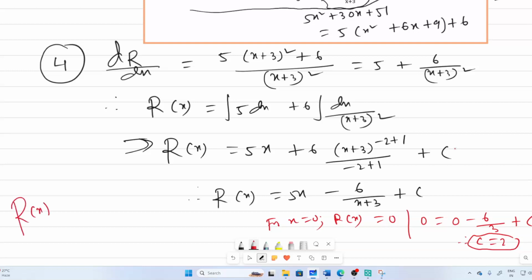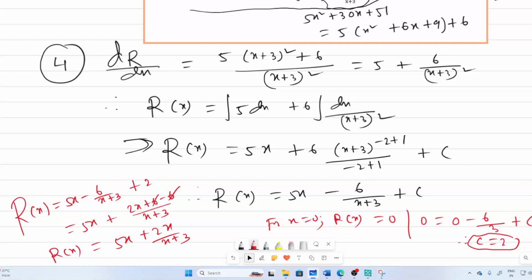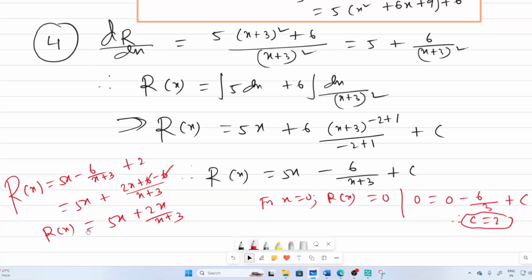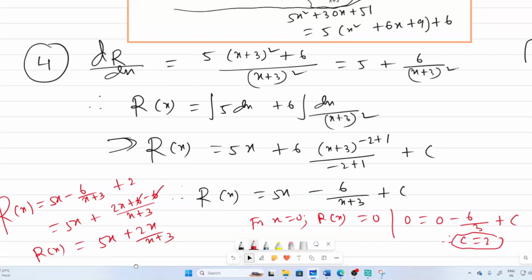So what is R(x) going to be? This plus 2. You go on simplifying it. The value of c is 2 only. Plus, with x plus 3 you take the LCM. These two get cancelled. 5x plus 2x by x plus 3 is the revenue function. You are asked to show that only, show that the revenue function is this. We got it there by actual calculation. The revenue function is 5x plus 2x by x plus 3.